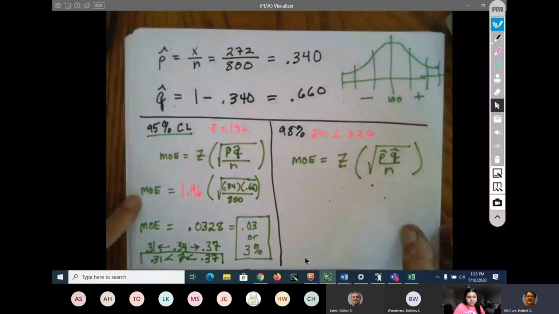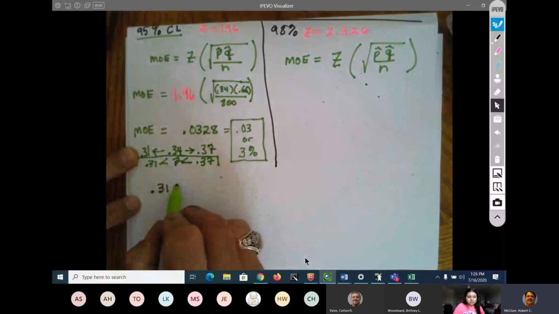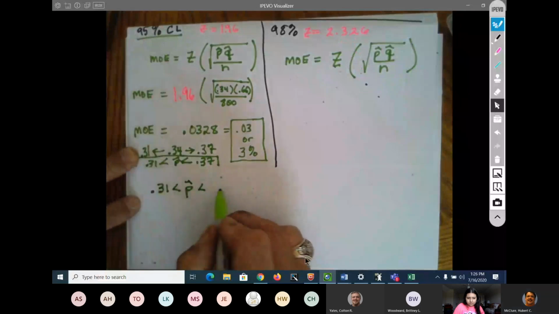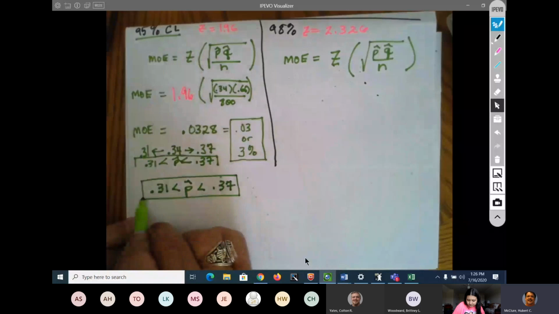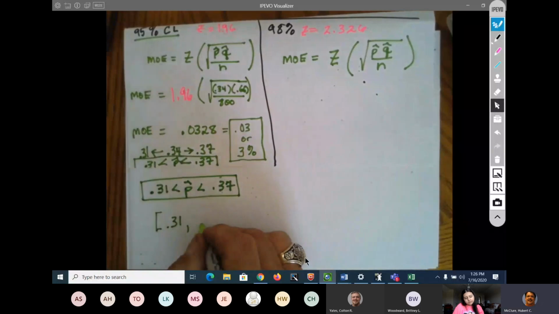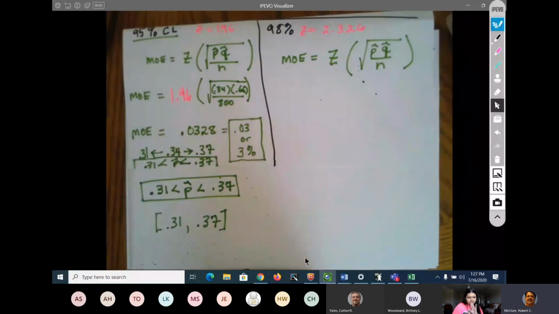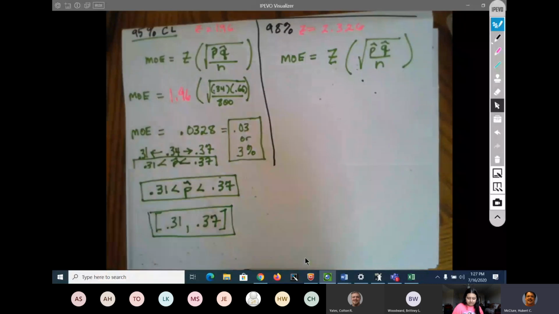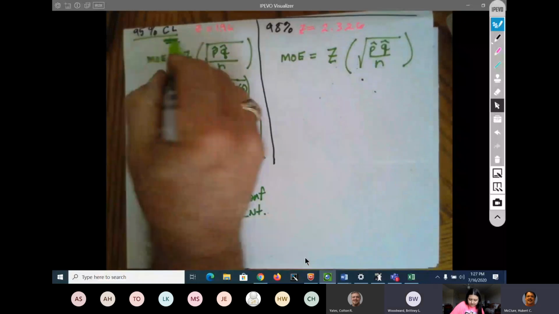Let me go down right here. So if you were writing it in the answer block, it would look like that. Now there are some answers or tests or homework or teachers that want it in interval notation. 0.31 to 0.37. That's interval notation. Both of these are confidence intervals based on a 95% confidence level.